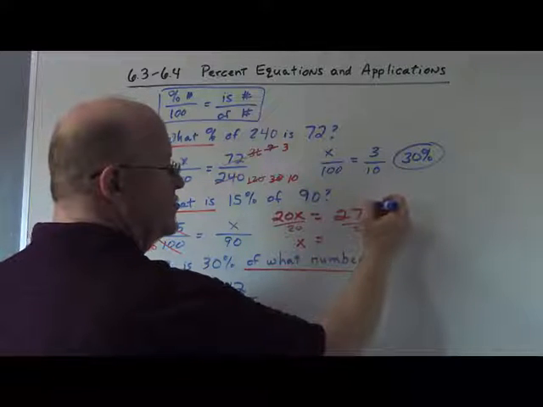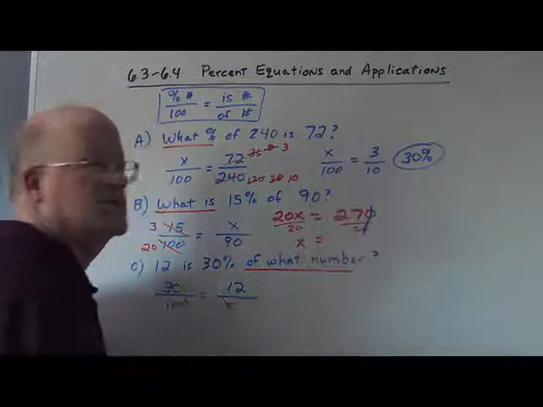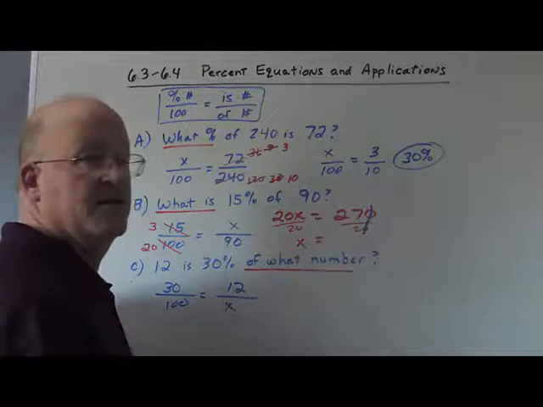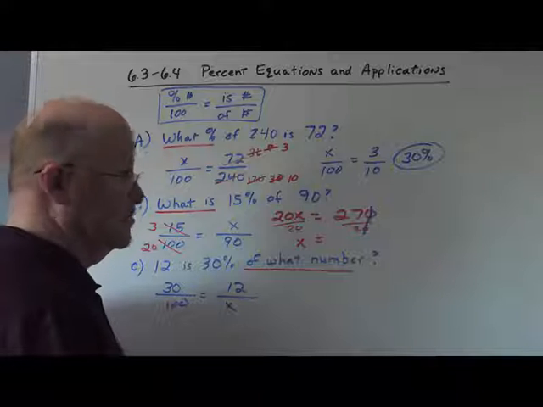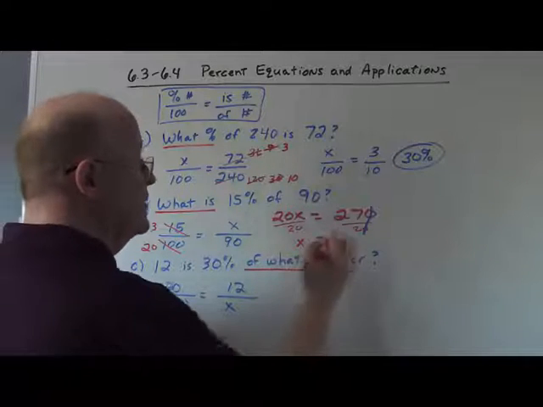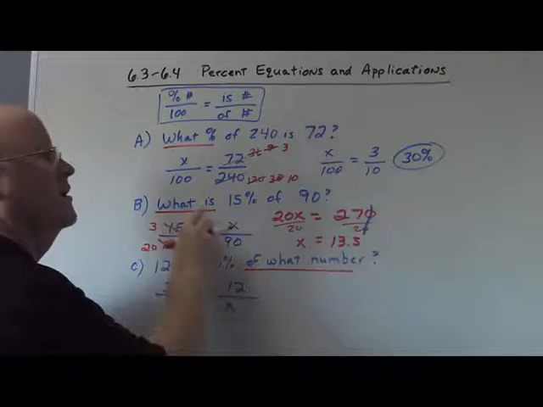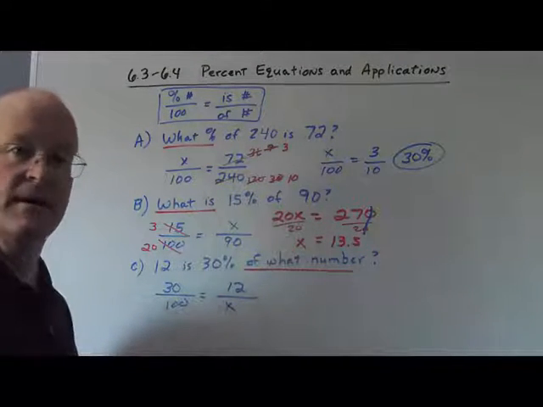And I can actually cross off those zeros. That's essentially dividing by 10 over 10. And that leaves me with 27 over 2, which is 13 1/2. And I'm going to write that as 13.5. 13.5 is 15% of 90.